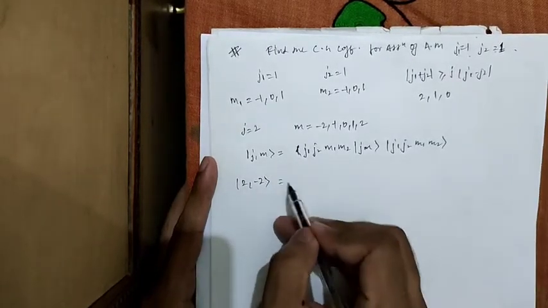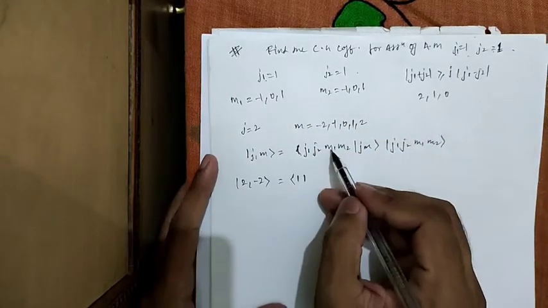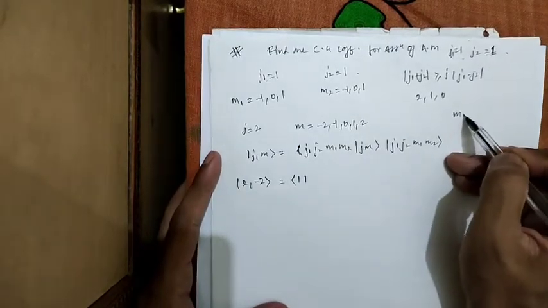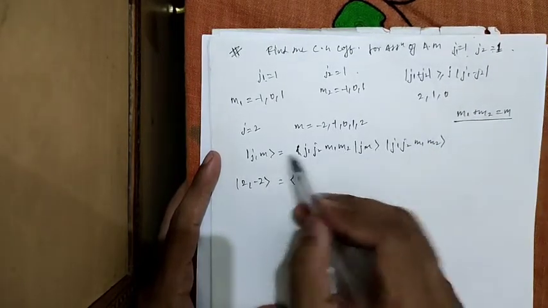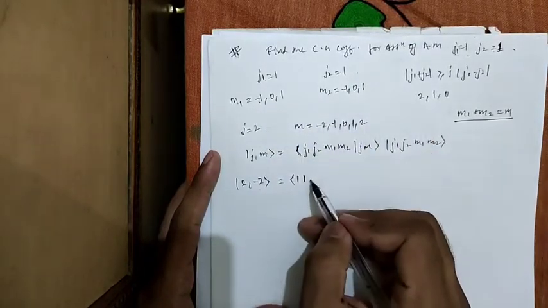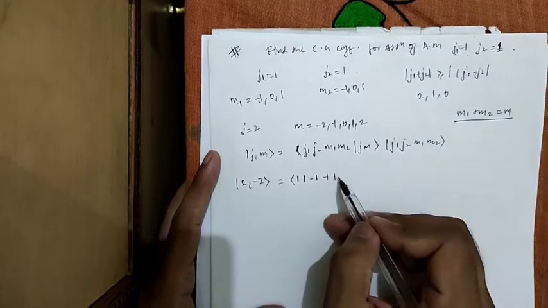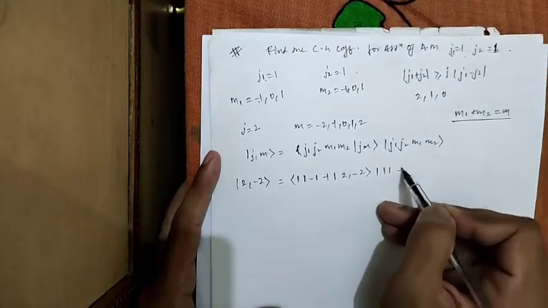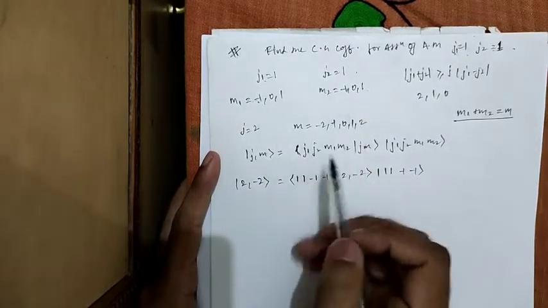it can be written as 1, 1 for J1, J2, and then the values of M1, M2. The value of M1, M2 now depends on minus 2. By the selection rule we know that M1 plus M2 equals M, and this must be followed here. So the value of M is minus 2, and the possible value of M1, M2 for minus 2 is minus 1, minus 1. So JM here is 2, minus 2, J1, J2 is 1, 1, and M1, M2 is minus 1, minus 1. No other combination is possible for this minus 2. You can check from here.